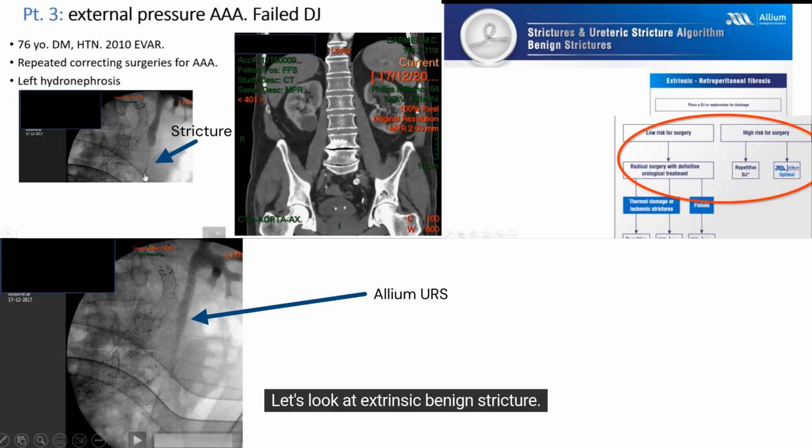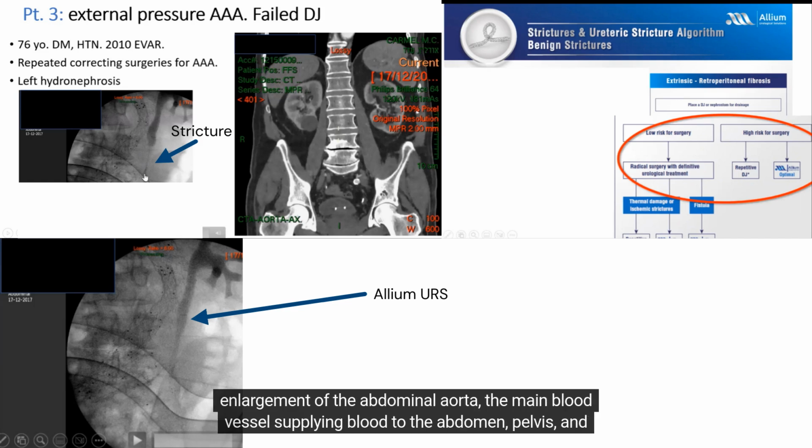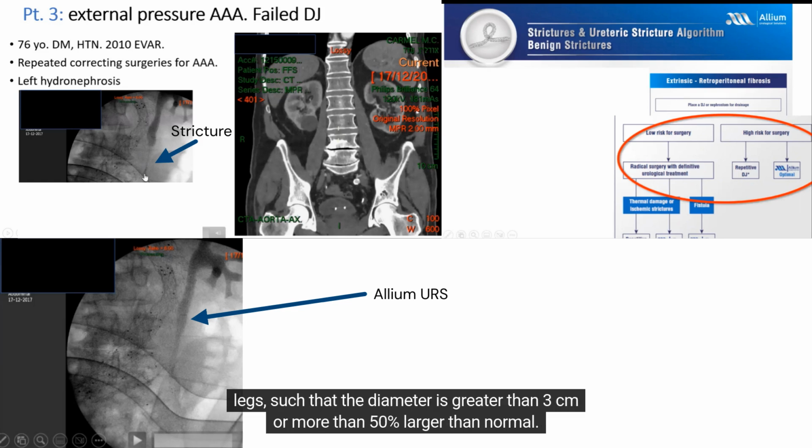Let's look at extrinsic benign stricture. This is a real case of a 76-year-old patient who had an abdominal aortic aneurysm, which is a localized enlargement of the abdominal aorta, the main blood vessel supplying blood to the abdomen, pelvis, and legs, such that the diameter is greater than 3 centimeters or more than 50% larger than normal.